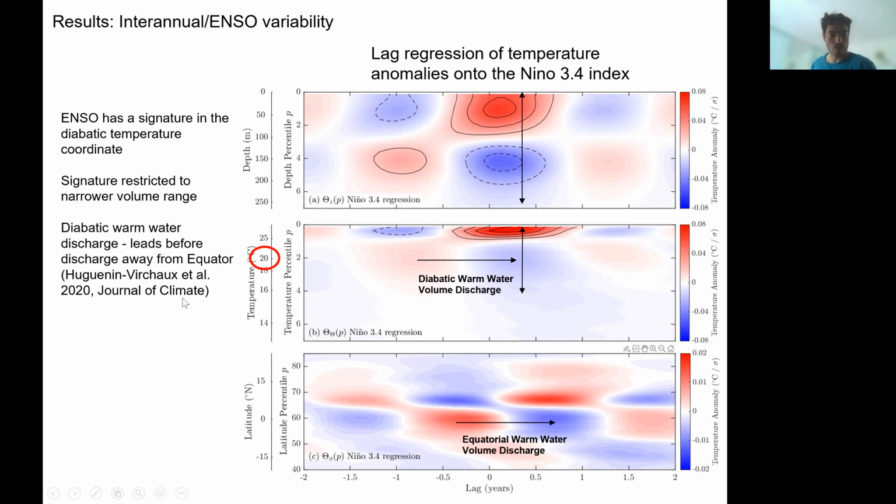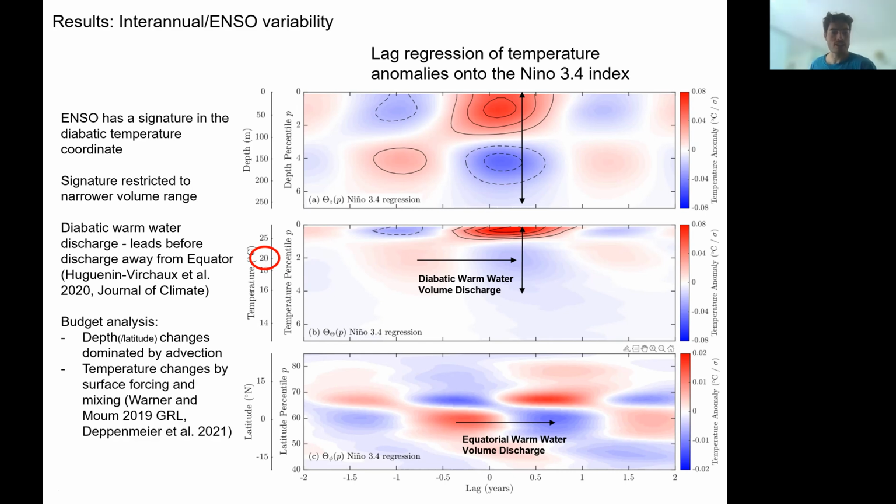And so this was looked at in a little bit more detail by a PhD student of mine in a 2020 Journal of Climate article. Now, we also looked at budgets. I'm not going to show you those results because of time, but basically we saw that the depth and latitude changes in these two panels, the first and the third, were driven dominantly by advection, while the temperature changes were driven by surface fluxes dominantly, but also vertical mixing was playing a role here, and that's been looked at in a couple of recent papers.